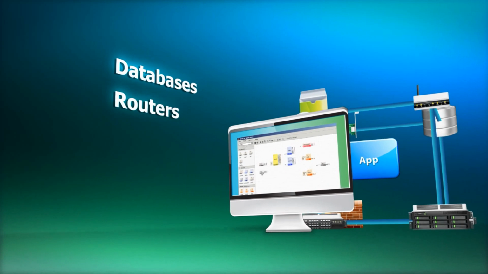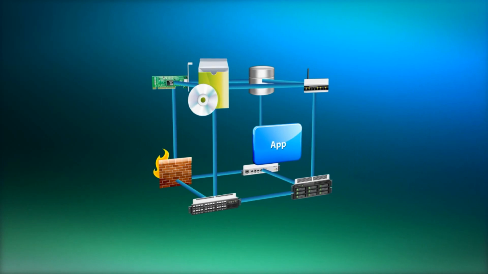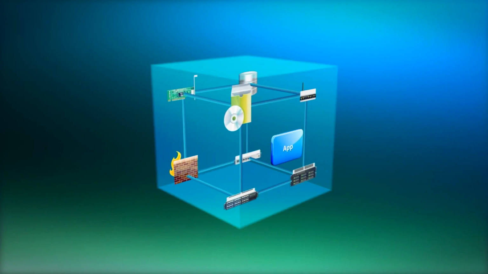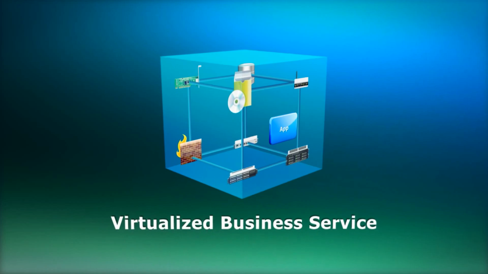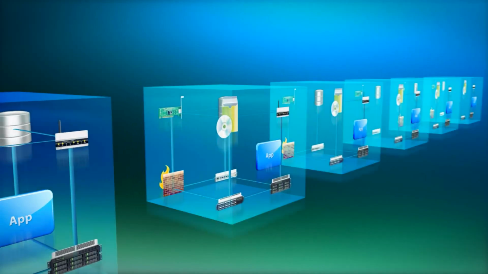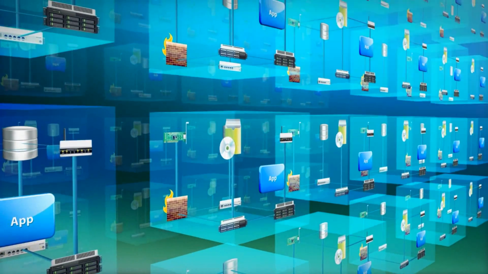From databases to routers to firewalls to VPNs, each component is included. CA3 Terra AppLogic doesn't differentiate between a virtual application and the infrastructure needed to run it, but treats both as a single object. We call this a virtualized business service. CA3 Terra AppLogic converts a cloud of commodity hardware into a scalable, shared resource for running online applications.